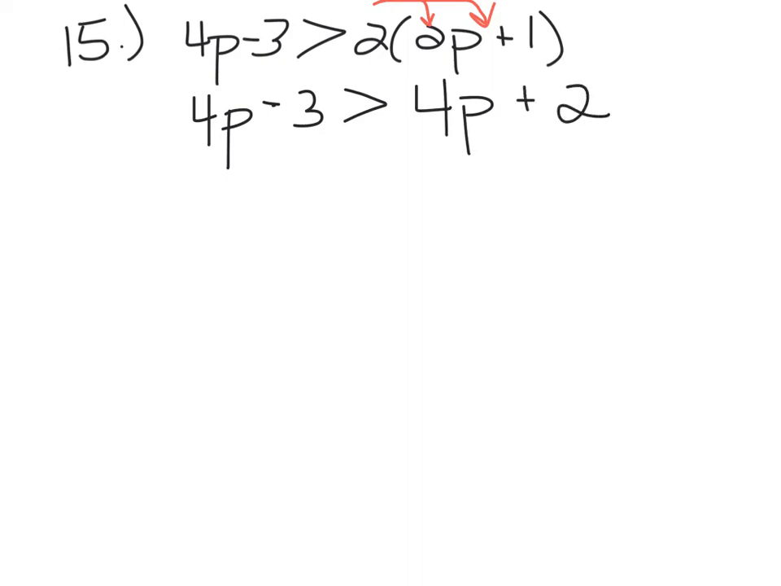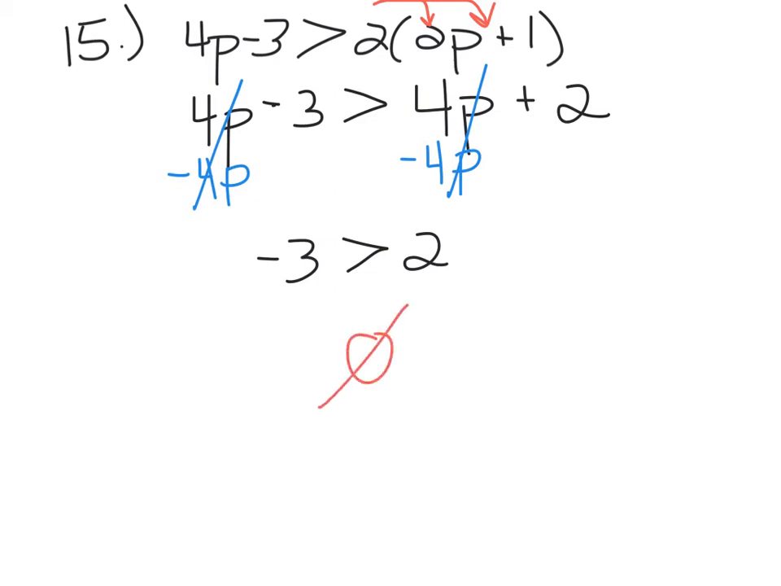Now some of you might already be able to see what the solution is. I'm going to come back to that in just a moment. In order to solve, I need the variable on one side of the inequality. So I'm going to go ahead and get rid of 4p on this side by subtracting 4p from both sides. 4p minus 4p cancels, 4p minus 4p cancels, and I'm left with the statement negative 3 is greater than 2. This statement is never true. It's not possible for negative 3 to be greater than 2, so I call this the empty set, that there are no solutions.